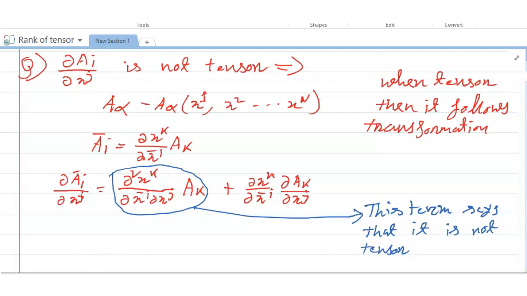Thanks for watching, friends. I hope I can clear the total concept. I discussed a lot of topics, and I hope I cleared rank of the tensor, inner product, outer product, invariant, and how I can define a tensor. So a tensor means it follows tensor transformations.